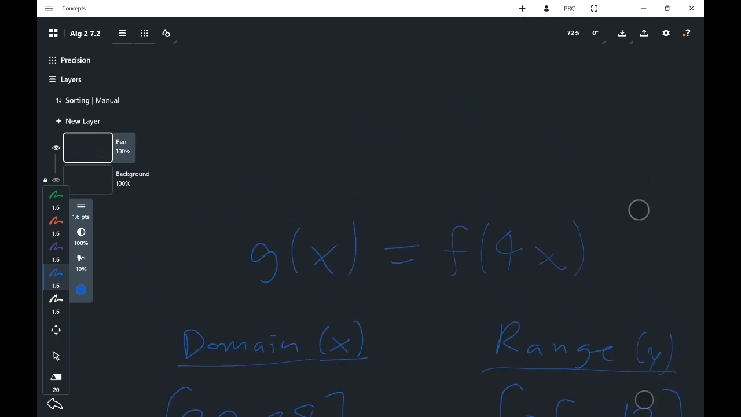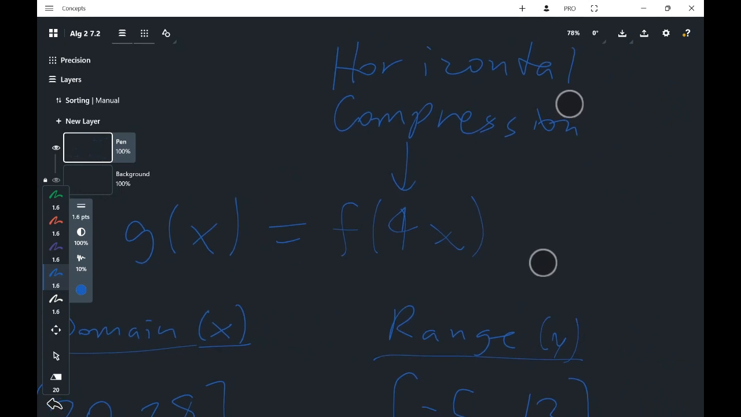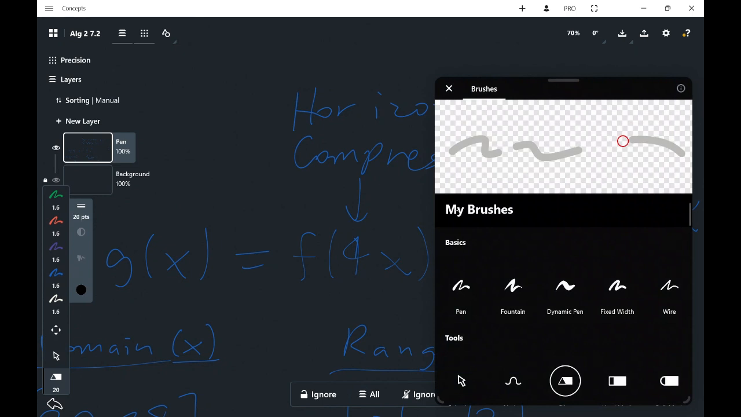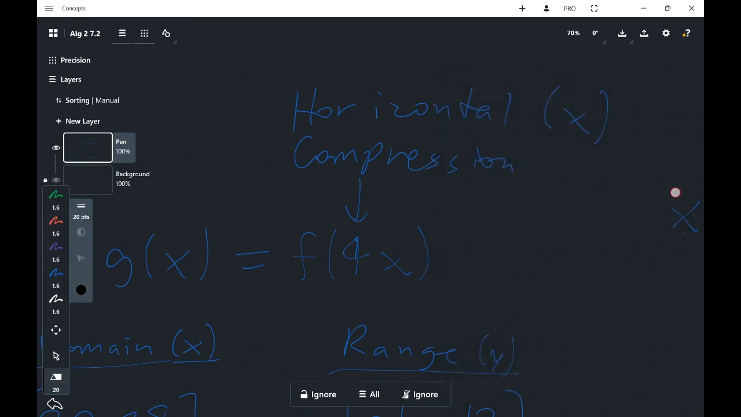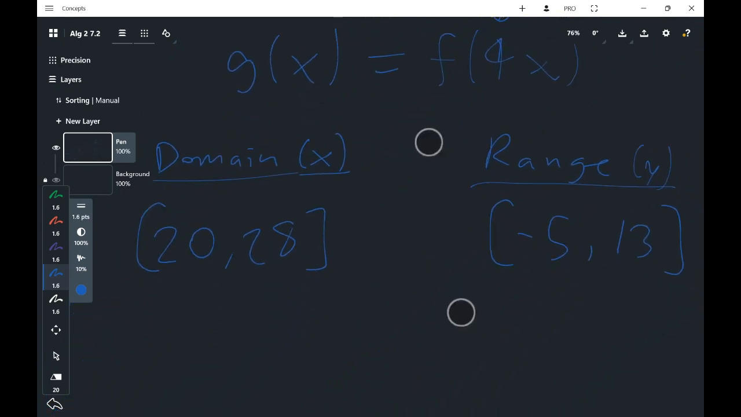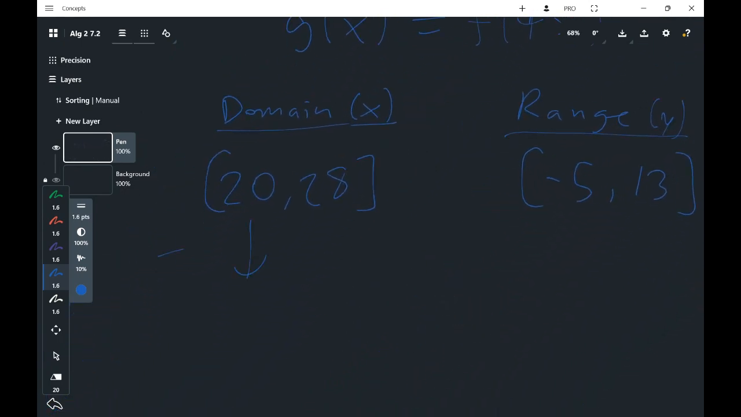Okay, now this function here, that 4 is telling us it's a horizontal dilation. And remember, horizontal dilations are backwards, so this 4, even though it's bigger than 1, this is really a compression. So there's a horizontal compression. That means horizontal's x values, right? And it's compression, meaning we're going to divide. So that means we're going to divide our x values, our domain, by 4.